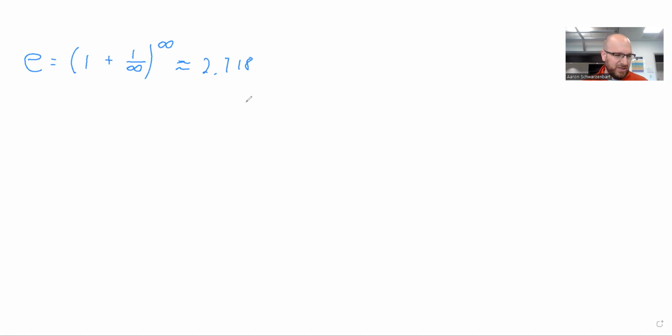Everybody with a scientific or graphing calculator of any sort should have an e button, or more likely an e to the x button. The reason it's e to the x is because e is the natural base of an exponential function. Why it is the natural base is something that will be left for later. It works really, really well once you get to calculus. So you're going to see it.